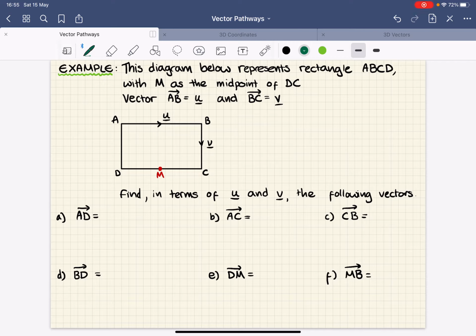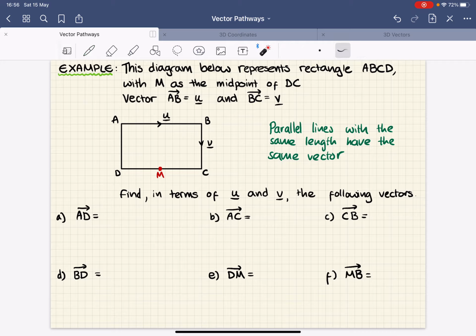So one of the things to keep in mind is that parallel lines with the same length have the same vector. So this A to D is going to be the same as this B to C here. So A to D, I can make a note here that that is also going to be my vector V. So A to D is the exact same as B to C, which is just going to be V.